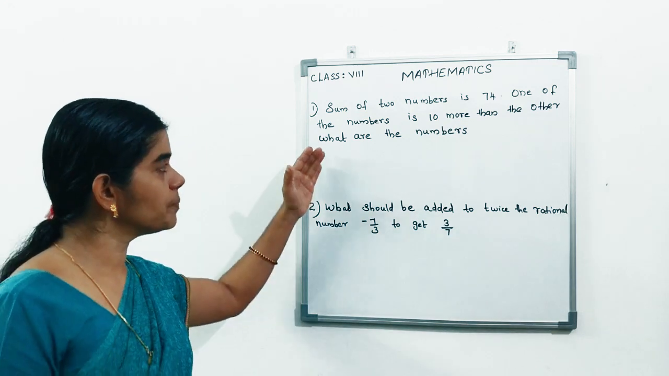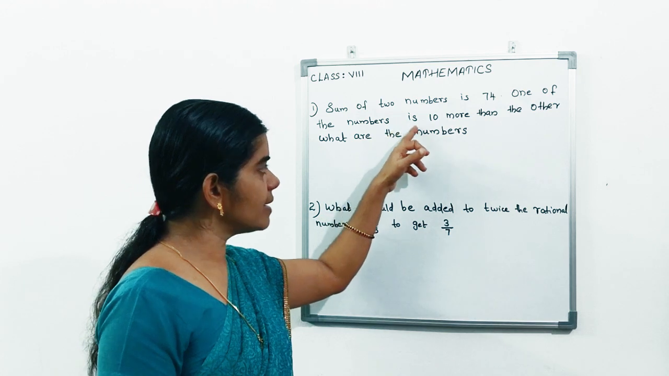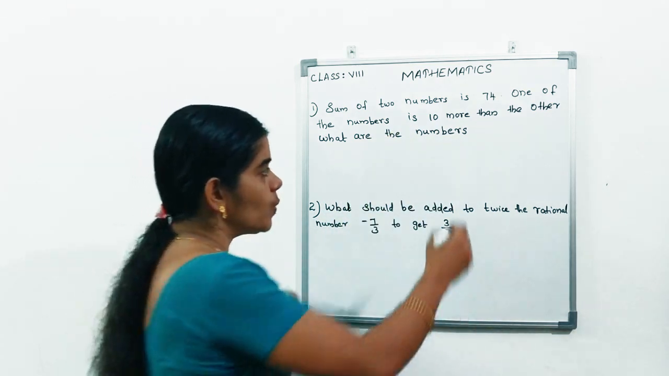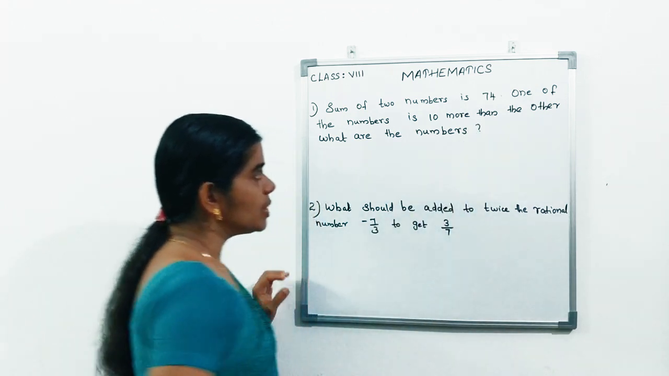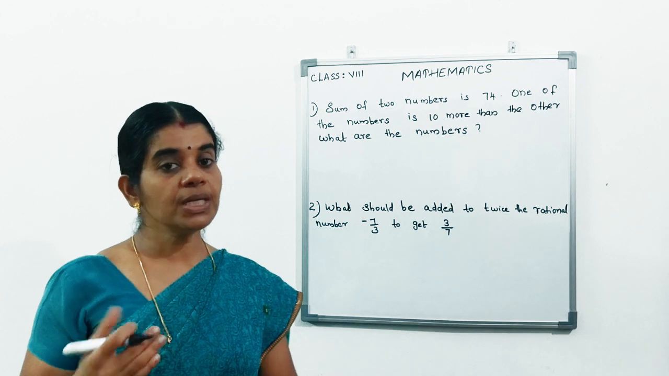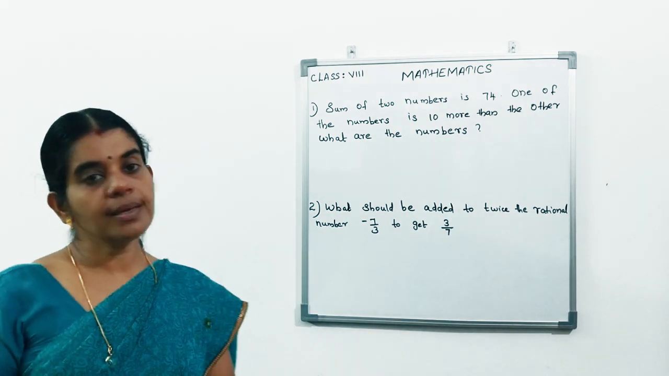Previous class we studied linear equations in one variable and some application-type questions. Today we are discussing more. Just listen here. The sum of two numbers is 74. One of the numbers is 10 more than the other. What are the numbers? Two numbers are there, and their sum is given as 74. One clue is also given: one number is 10 more than the other.